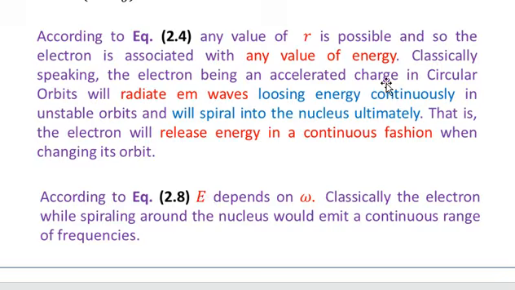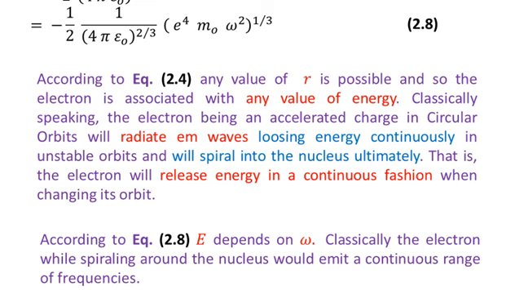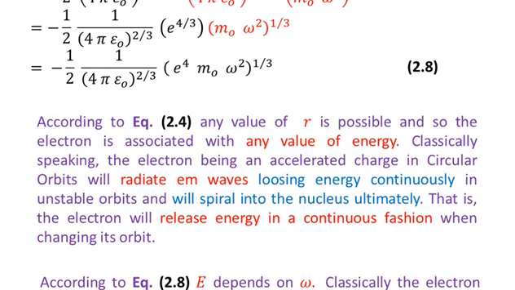According to equation number 2.8, that is this equation, the total energy capital E depends on omega. Classically, the electron, while spiraling around the nucleus, would emit a continuous range of frequencies. So when the electron emits a continuous range of frequencies, that is, omega is a continuous parameter, then it means that the total energy of the electron in the Rutherford orbit will also be a continuous parameter.